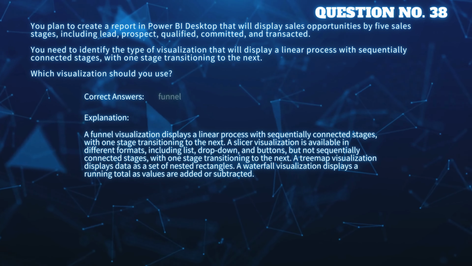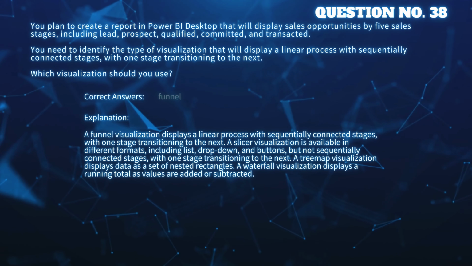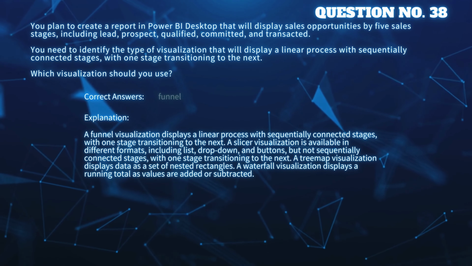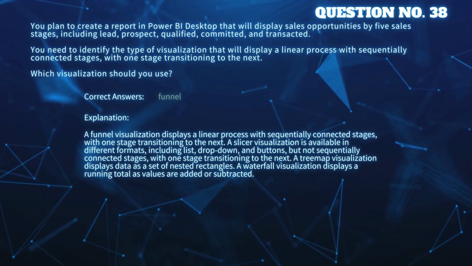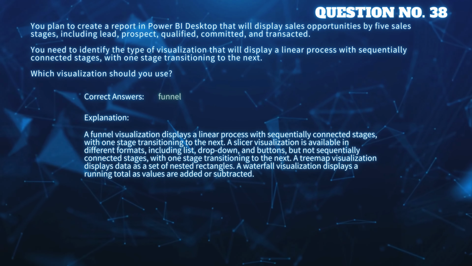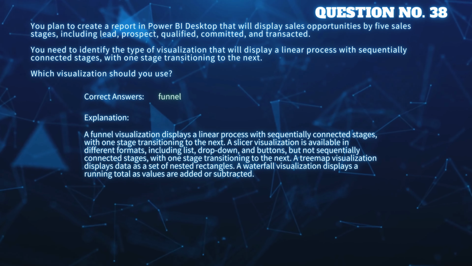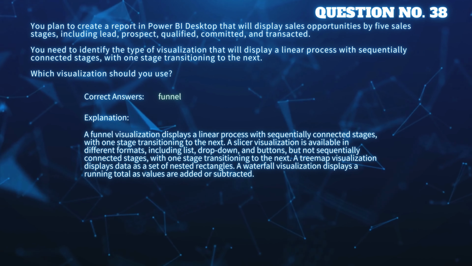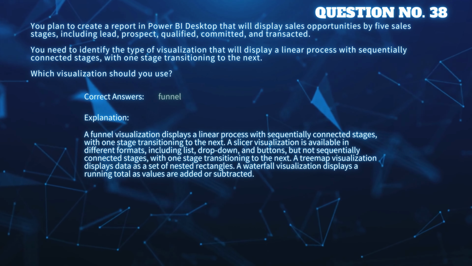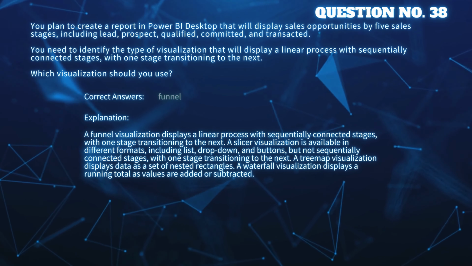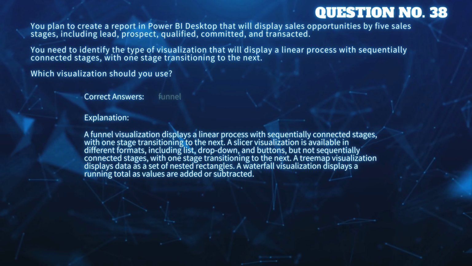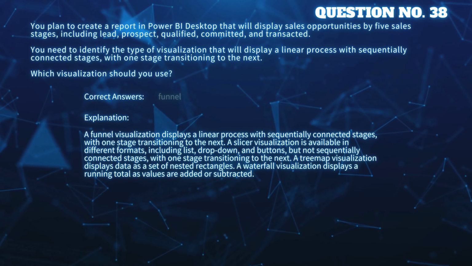Correct answer: funnel. Explanation: a funnel visualization displays a linear process with sequentially connected stages, with one stage transitioning to the next. A slicer visualization is available in different formats, including list, drop-down, and buttons, but not sequentially connected stages, with one stage transitioning to the next. A tree map visualization displays data as a set of nested rectangles. A waterfall visualization displays a running total as values are added or subtracted.